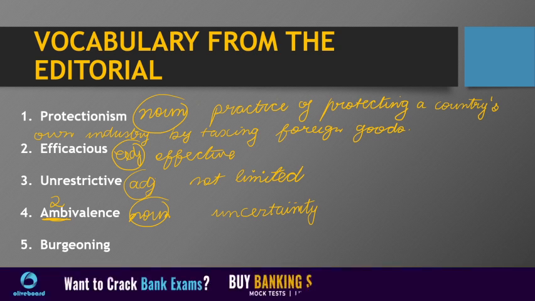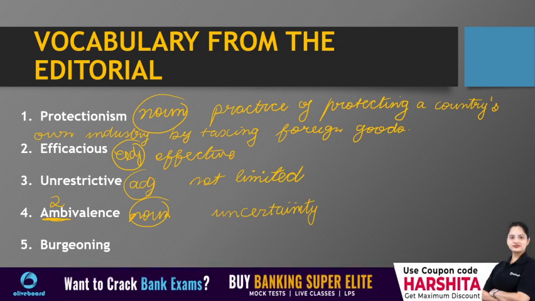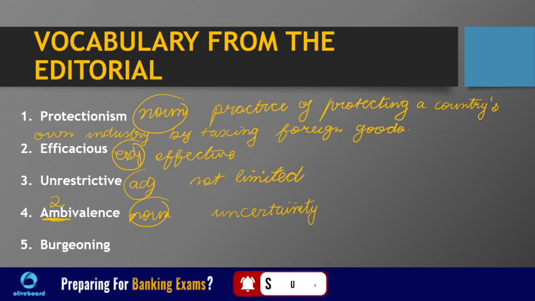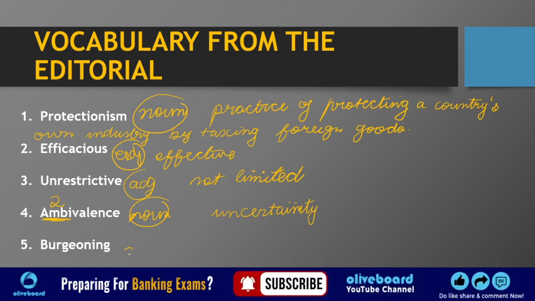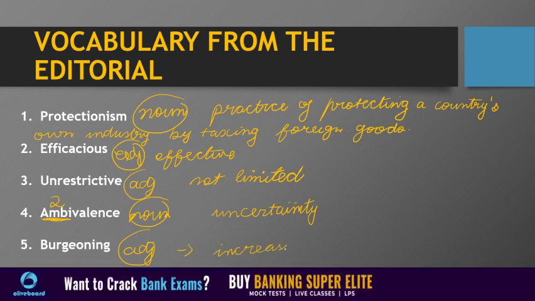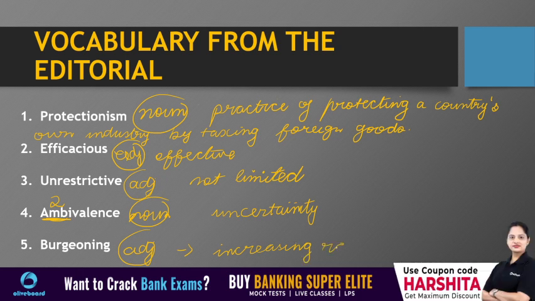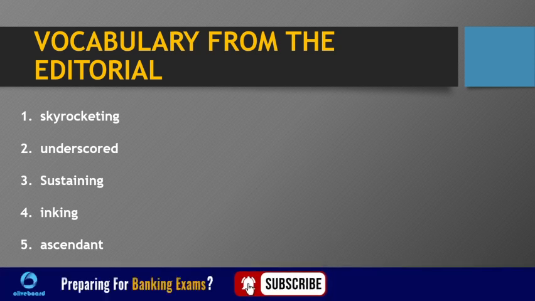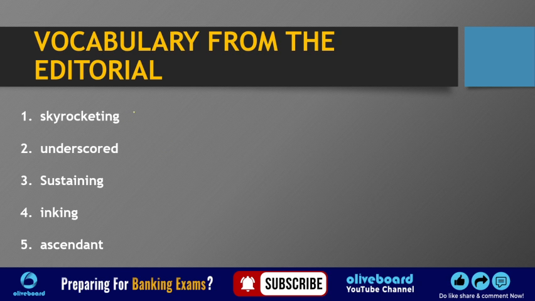Okay, very important word, burgeoning. The burgeoning middle class, like we say. So the growing, the flourishing. Burgeoning here means flourishing, increasing rapidly. Next, skyrocketing. Again, where the prices are too high. Skyrocketing is also a verb.